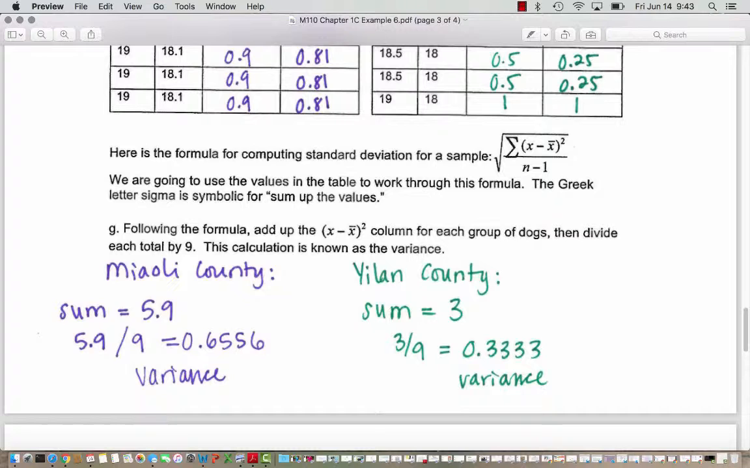Over here in Yalong County, when I add up this column, I get a sum of 3. 3 divided by 9 equals 0.3333 if I round. That's our variance here. So already we can see there's less variance in Yalong County.